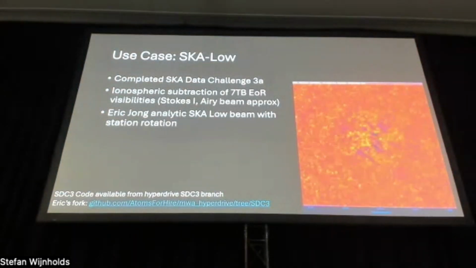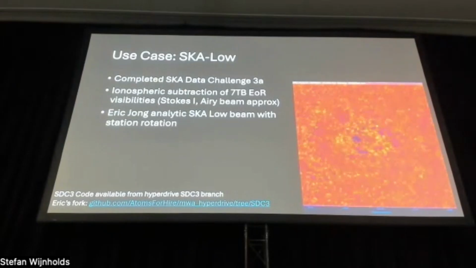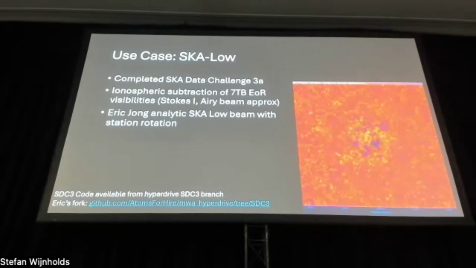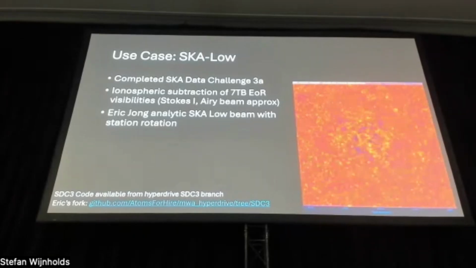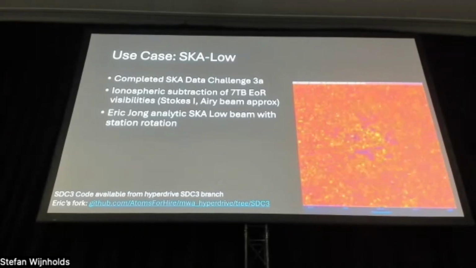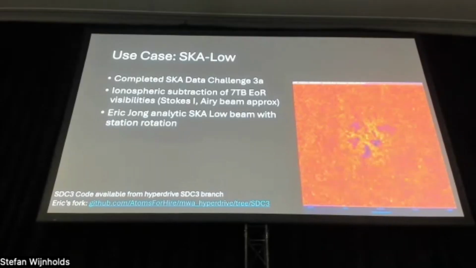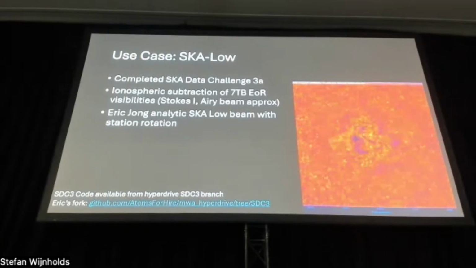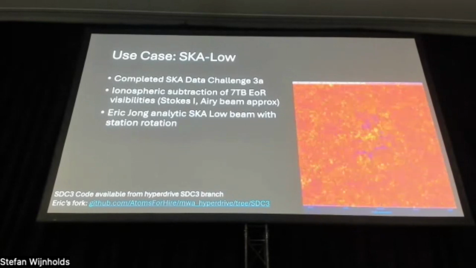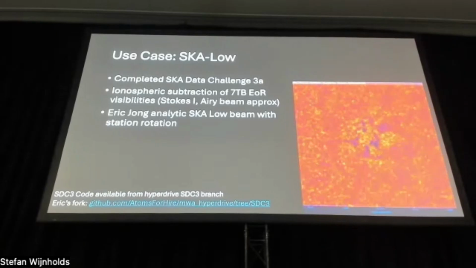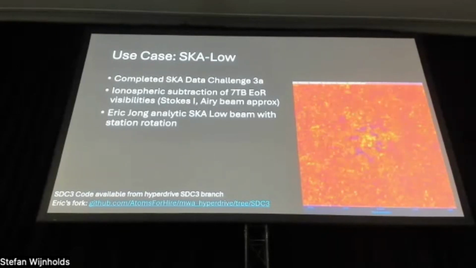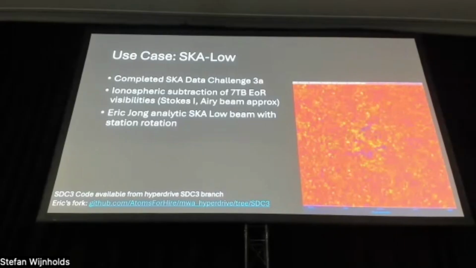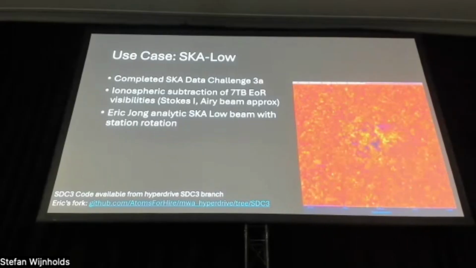And we also have used it for SKA Low in the SKA Data Challenge 3. There were some approximations, so it's simply a Stokes I data set, and it used an Airy beam approximation because it was more about focusing on subtraction techniques, not getting into the details of the beam. But Eric Zhong over at Curtin is working on an SKA Low analytic beam and is able to get calibration solutions out that are able to deal with station rotation. And that is also full-Jones as well, with simulations using OSKAR. So that's quite promising work, but it's still in progress.